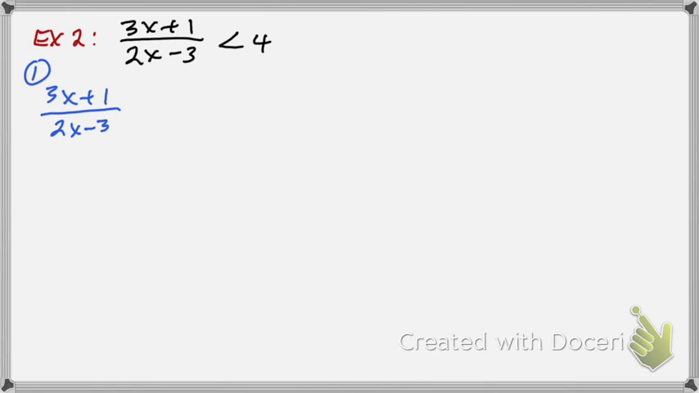Okay, step 1, move everything to the left-hand side. So I've got minus 4. I put 4 over 1, less than 0. All right, my common denominator is 2x minus 3 times 1, which is just 2x minus 3.